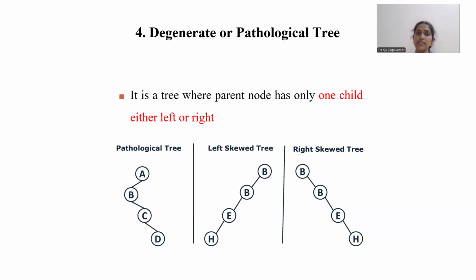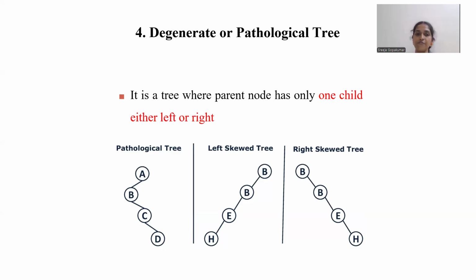So the fourth one is the degenerate or pathological tree. A degenerate or pathological tree means that it is a tree where each parent node has only one child. It can be exactly one child, either a left child or a right child. Either of the things is possible.